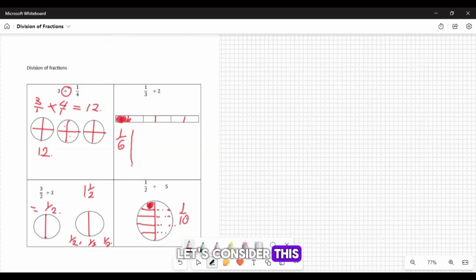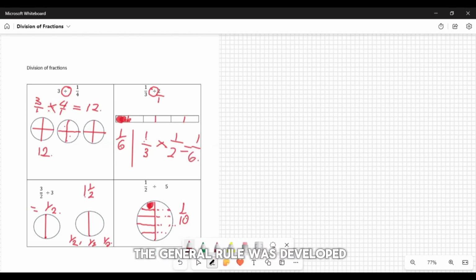Let's consider this. With this, we have 1 out of 3, which is 1/3, divided by 2. For it to conform to fractions, we can divide it by 1 so that it will be the same but in its fraction form. So we have 1 out of 3. Now this is divided by, so we are changing it to multiplication, times, and then we take the vice versa, so it will give us 1 out of 2. And realize that we will get 1 out of 6. And that is how the general rule was developed.